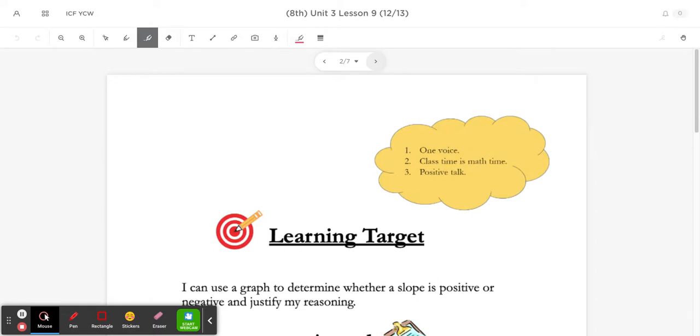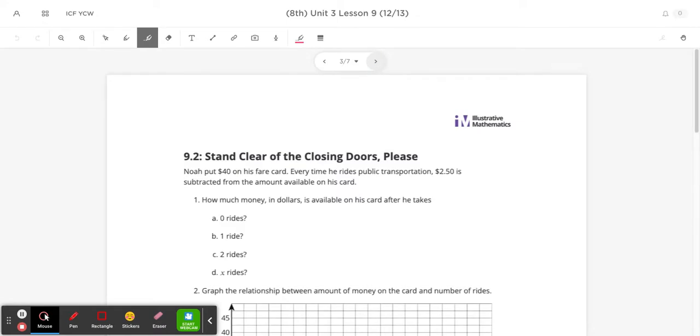Today's learning target is: I can use a graph to determine whether a slope is positive or negative and justify my reasoning. We'll also work on calculating those positive and negative slopes. Please join me on slide 3.